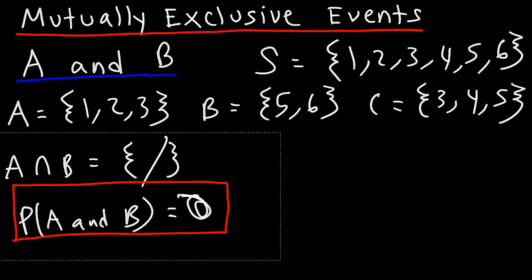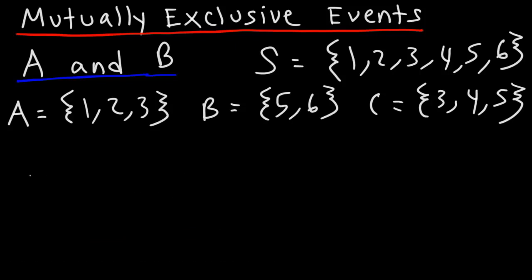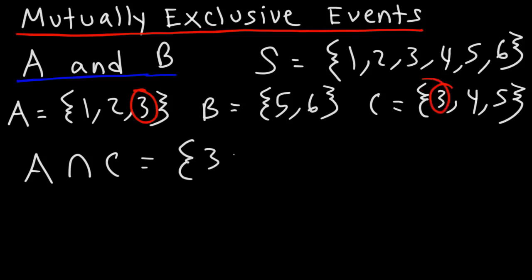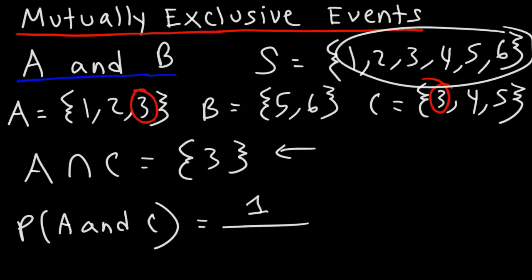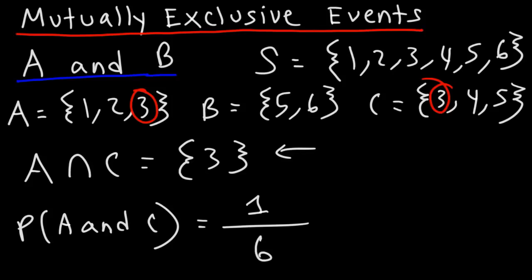Now, what about events A and C? Are they mutually exclusive? Notice that A and C share the outcome 3. So the intersection of these two events is 3. So the probability of getting A and C is going to be this one outcome over the 6 possible outcomes. So because the probability of getting A and C is not 0, A and C are not mutually exclusive events. However, A and B are mutually exclusive events.